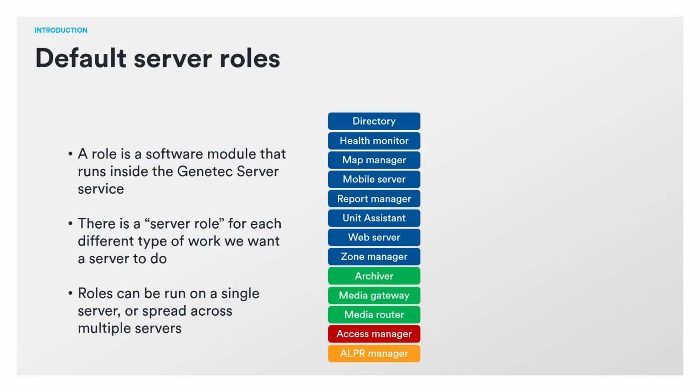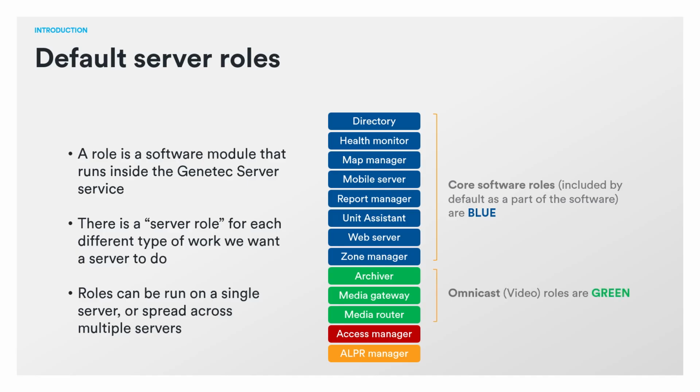These are some of the most commonly used server roles. For platform features, the color code is blue. These are modules that are part of the core software and not specific to cameras or doors or ALPR. For Omnicast features or video management, the color code is green. For Synergis features or access control, the color code is red. And for AutoView features or license plate recognition, the color code is orange.